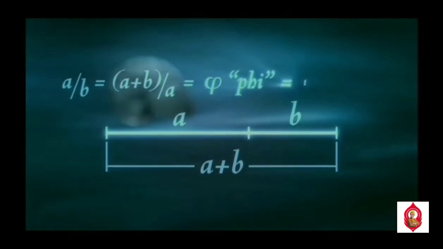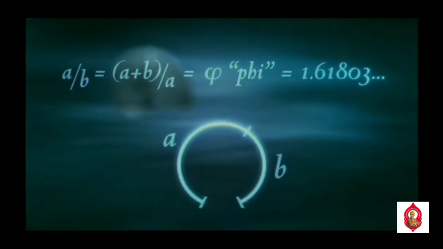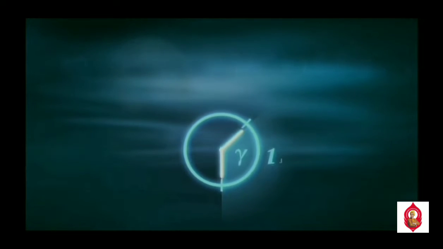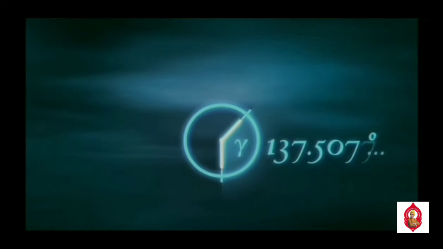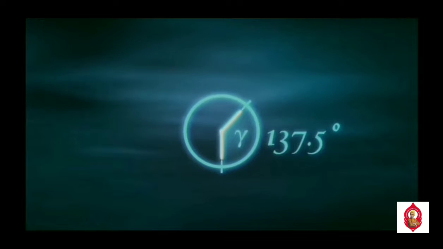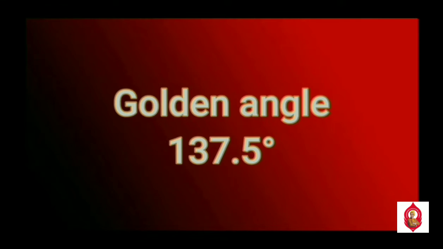If we bend this golden ratio line segment like a circle, it will form an angle of 137.5 degrees. We named it the golden angle. Let us see the magic of it.